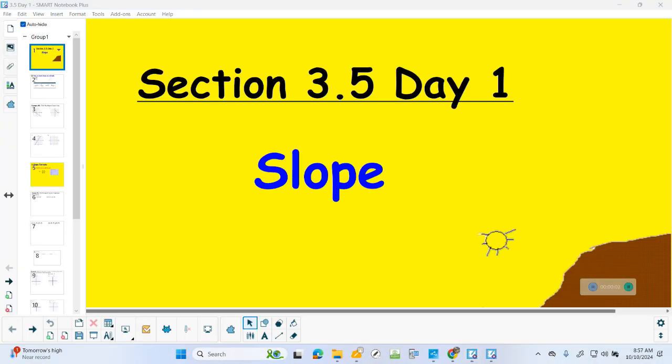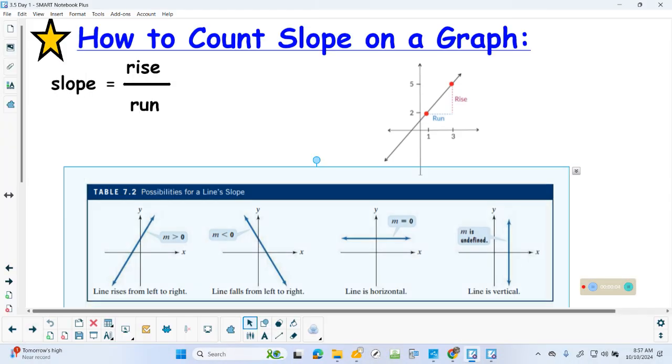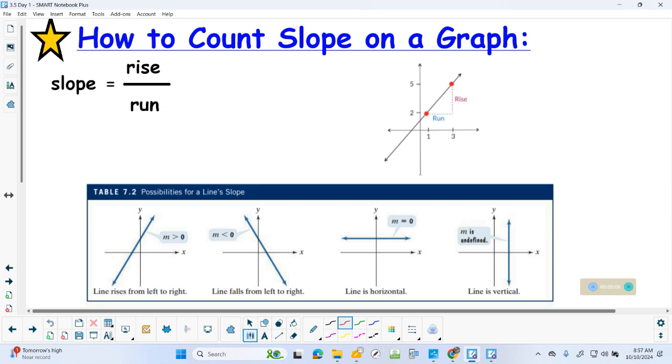Warm-up problems or anything like that, let's just get into the slope and get this done. So hopefully you can get your homework done in class. So obviously nothing to fill out on the notes here. Just take a look at this.